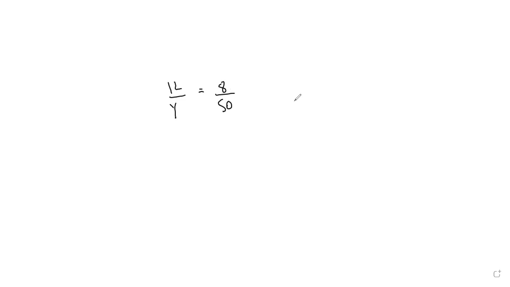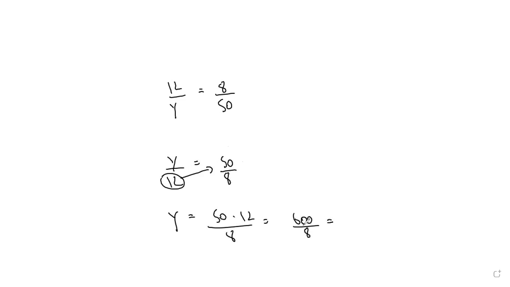So let's just do the easiest trick. Let's just flip both sides upside down. So we get y over 12, and we get 50 over 8. Good, and now last step, pretty straightforward. Just take the 12 and move that to the other side and change it to multiplication. There we go. So we get y is equal to 50 times 12 over 8. Which is 600 over 8, and 600 divided by 8 is 75.